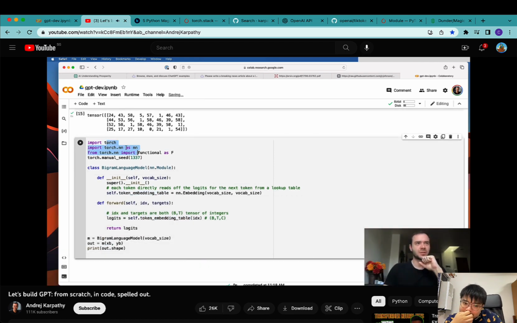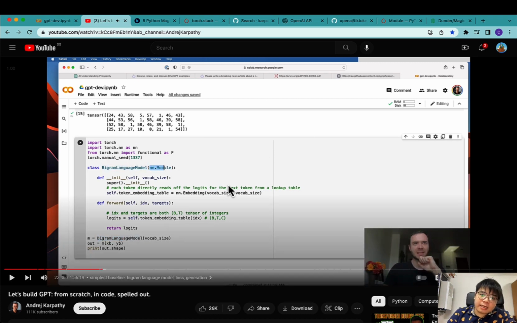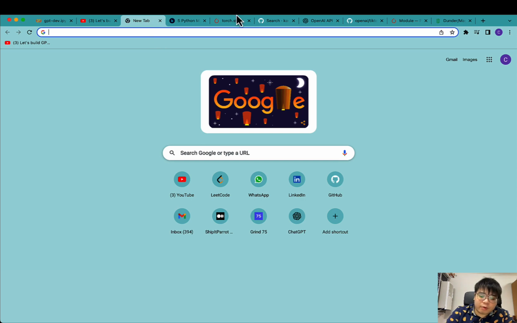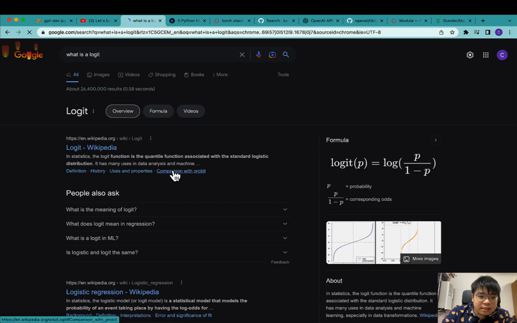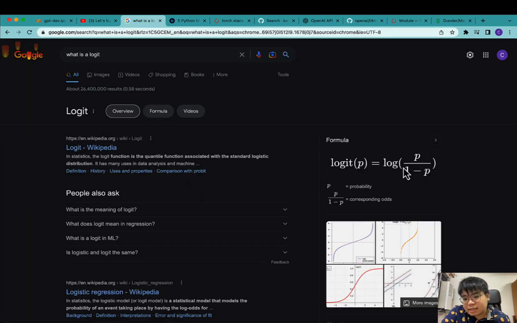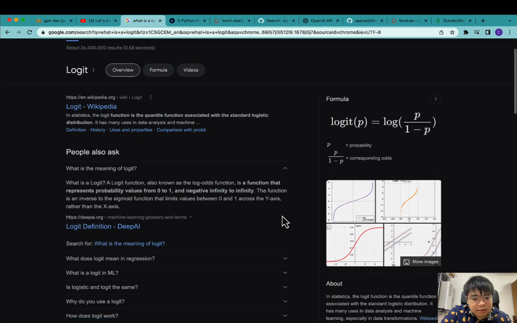So I'm importing the PyTorch NN module for reproducibility. And then here I'm constructing a bigram language model, which is a subclass. Yeah, another question that comes to mind is what's a logit? So if I recall, a logit is a logarithmic probability, I guess. So it's like a log of the probability. It's the probability of something happening with respect to the corresponding odds. So what's the meaning of logit?